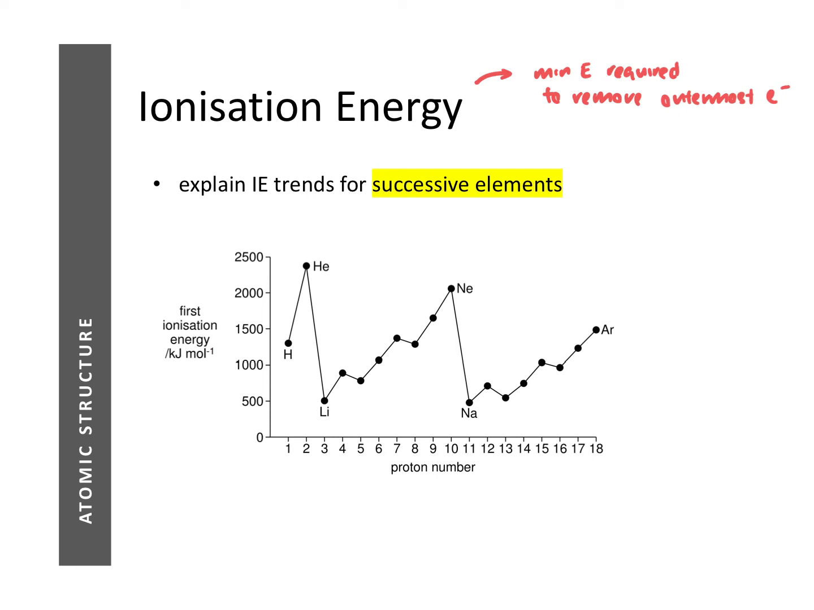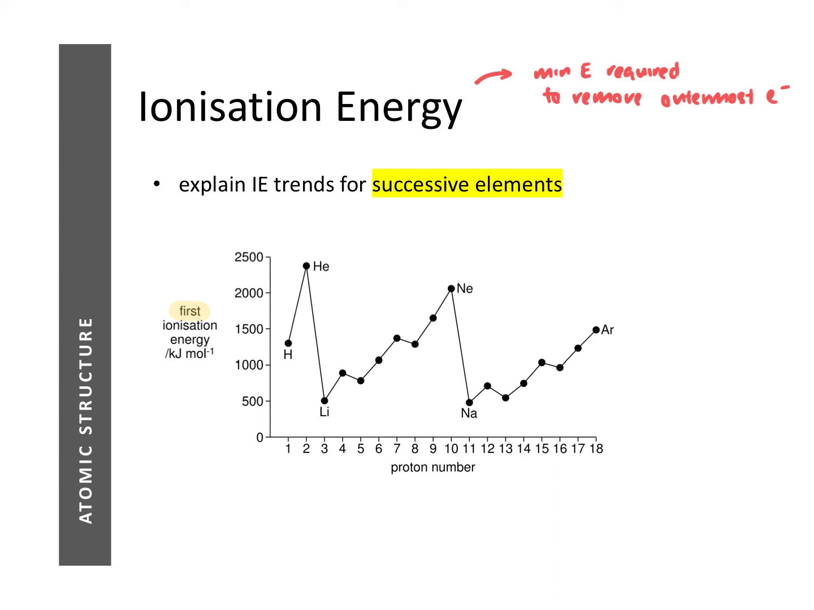As mentioned, this is not the most accurate definition of ionization energy, but it's useful for this chapter to just remember that it's the minimum energy required to remove the outermost electron. Now we look at the plot of first ionization energy versus proton number. Now what does first ionization energy mean? It means the minimum energy required to remove the first outermost electron.